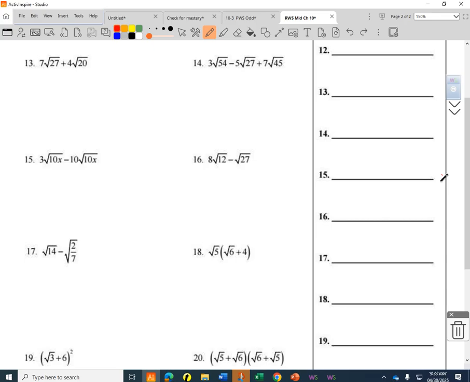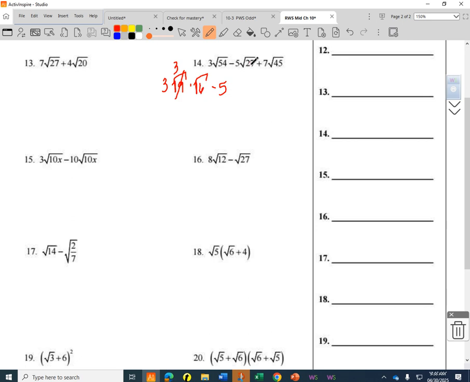Spoiler alert, this is one of the ones I told you we're going to simplify. One of the reasons is it says to simplify, but then we're going to think there's a chance that we're going to be able to add or subtract things that we're not going to be able to do. That's okay. But we know that 54 has a perfect square factor of what? 9. 9 is the perfect square factor. So we're going to rewrite 3 square root of 54 as 3 square root of 9 times square root of 6. What's square root of 9? 3.